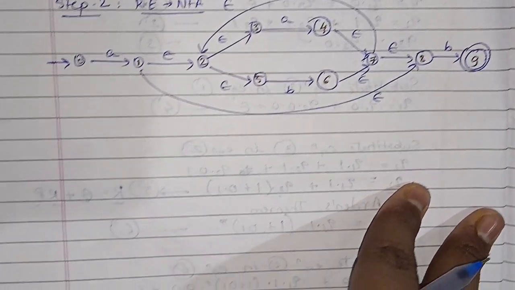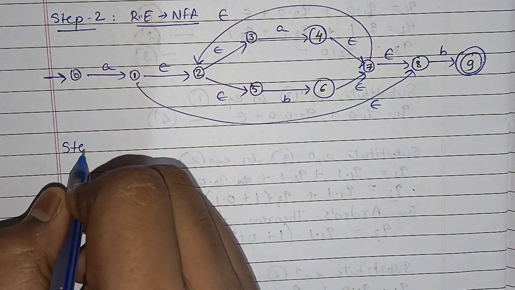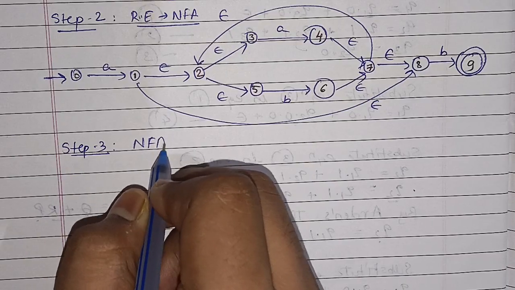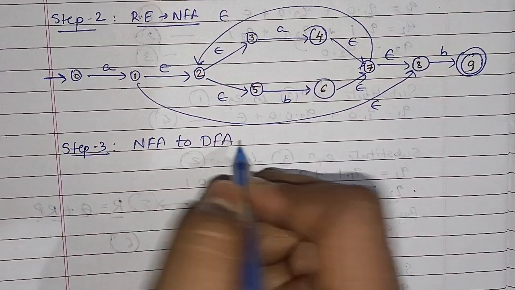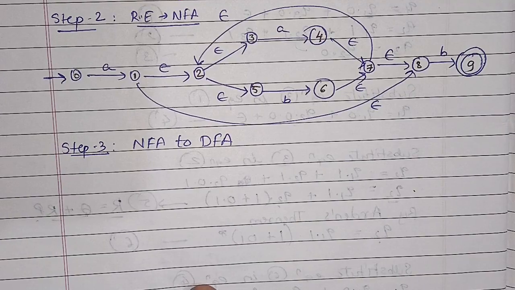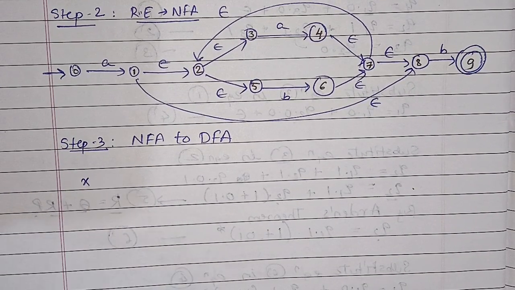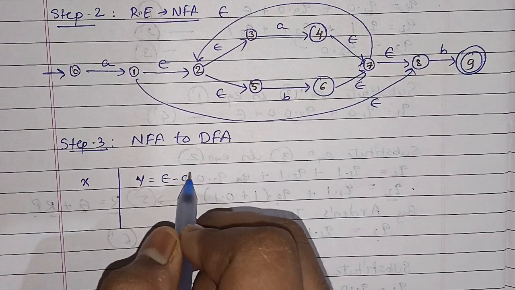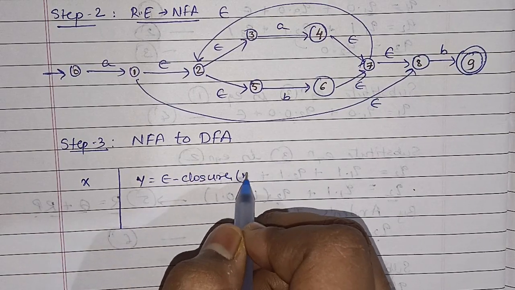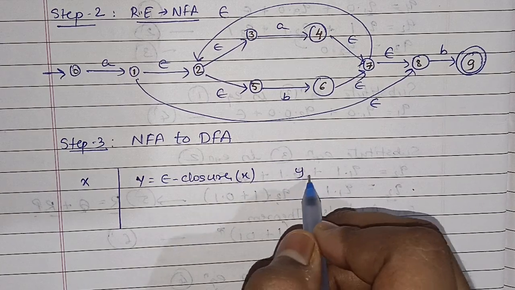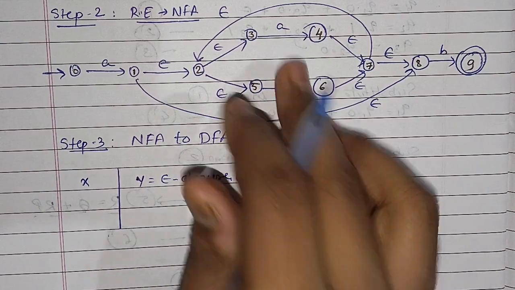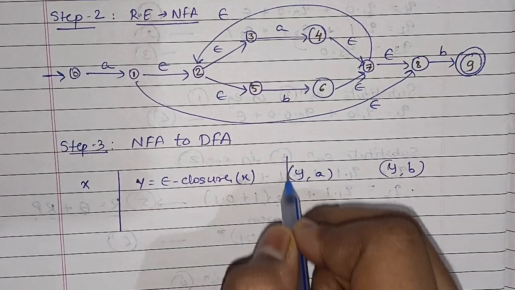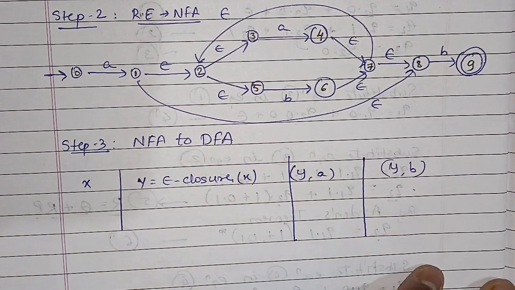Now see, what is our step 3? Step 3 is we have to convert NFA to DFA. For this we use a special method. Okay, so see, we are finding the closure: X, Y equals epsilon closure of X, then Y of A, and I will write Y of B.